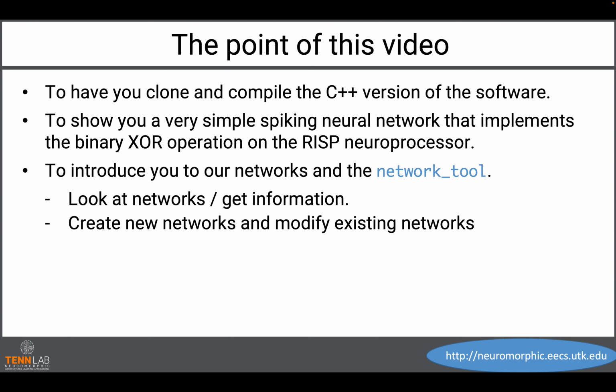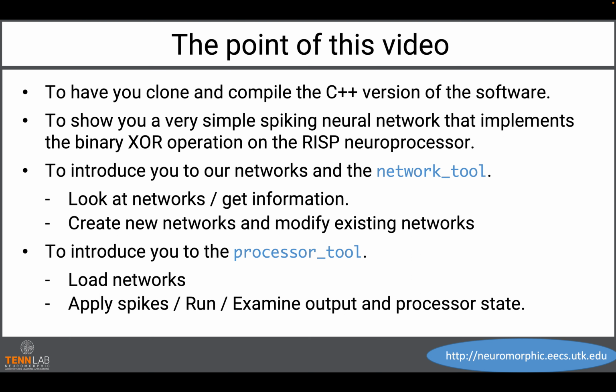Then we're going to introduce you to a program called the network tool, which lets you explore networks on our software framework and modify them, query them. And then there's another tool called the processor tool, where you'll be able to load a network onto a specific neuroprocessor and then apply spikes to it, run it, look at outputs, look at network state, etc. Basically, the goal is when you're done with this, you'll have some tools at your disposal to do very basic things with networks and processors.